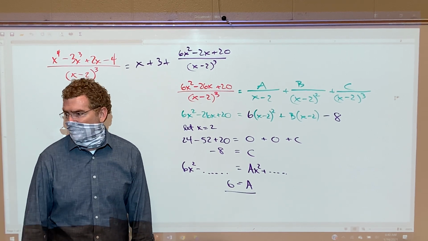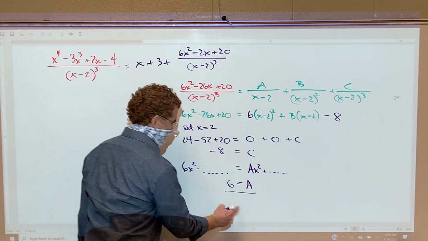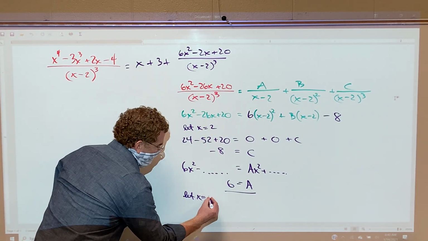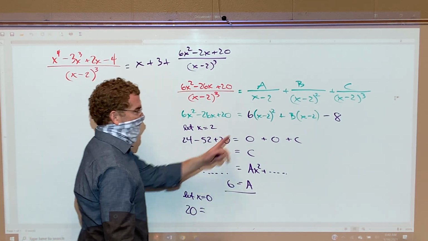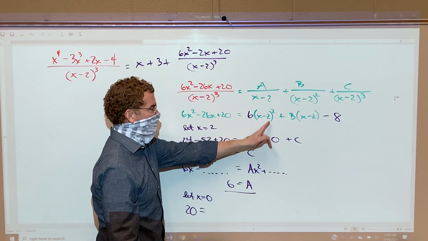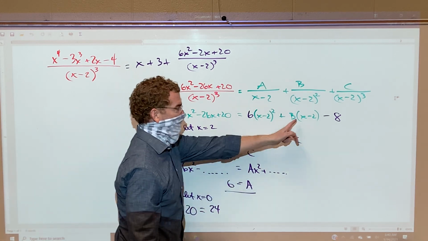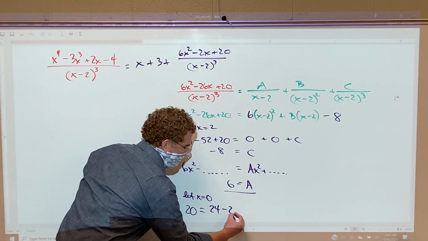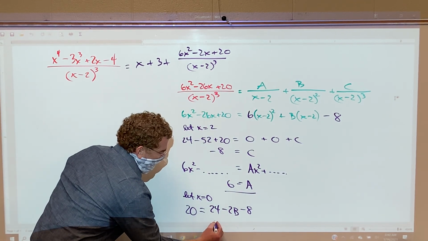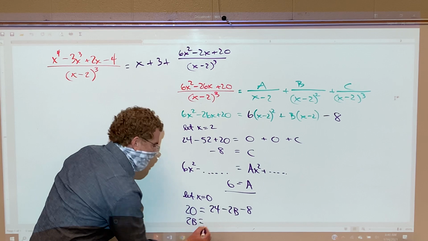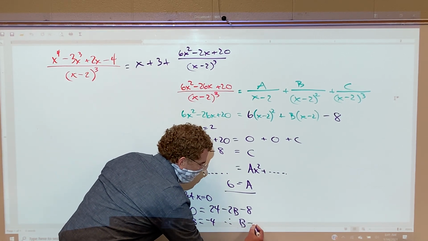I'm a big fan of 0, right? Because it makes all the x terms go away. So now I'm going to say, and I can do it down here, if I let x equal 0, I get 20 on the left. I get, now be careful, I get negative 2 squared, which is 4 times 6 is 24. I get negative 2 times b, which is minus 2b, minus 8, and I can solve for b. So I end up getting what? 2b equals negative 4, b is negative 2.